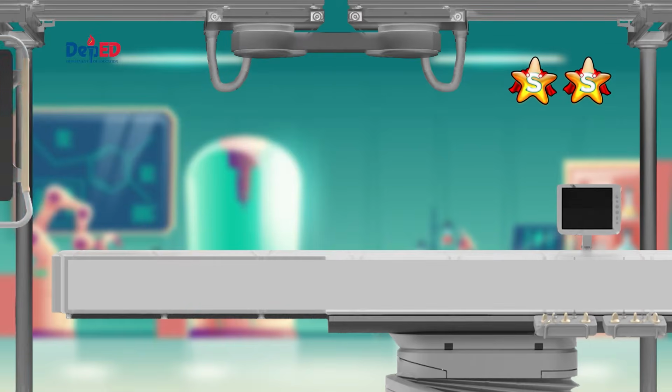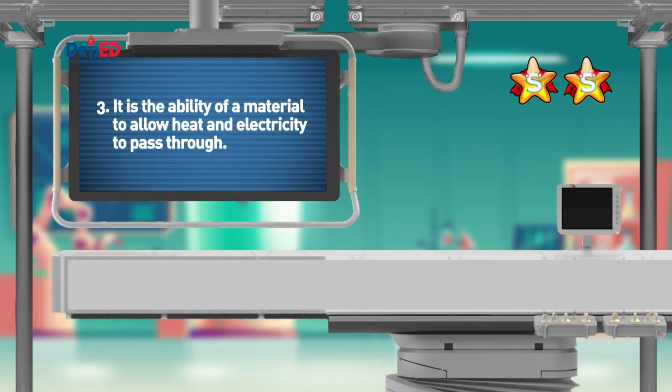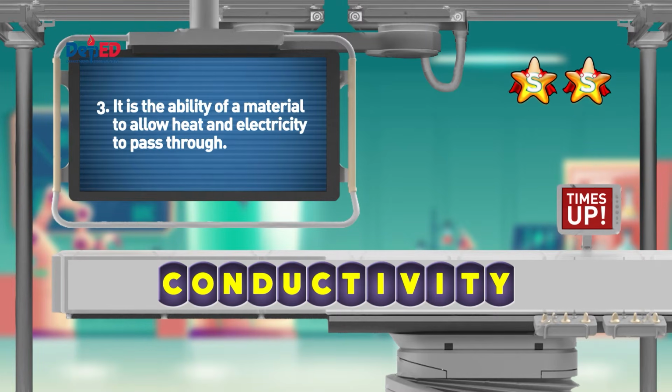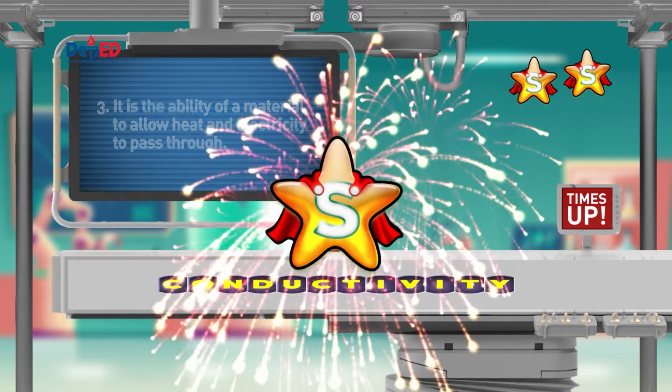Next item. Number 3. It is the ability of a material to allow heat and electricity to pass through. It has 12 letters. It starts with letter C and ends with letter Y. Can you identify the word? If your answer is conductivity, you are awesome!